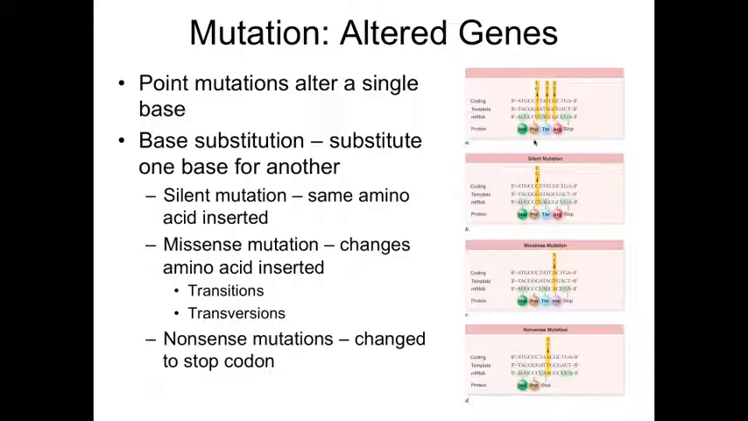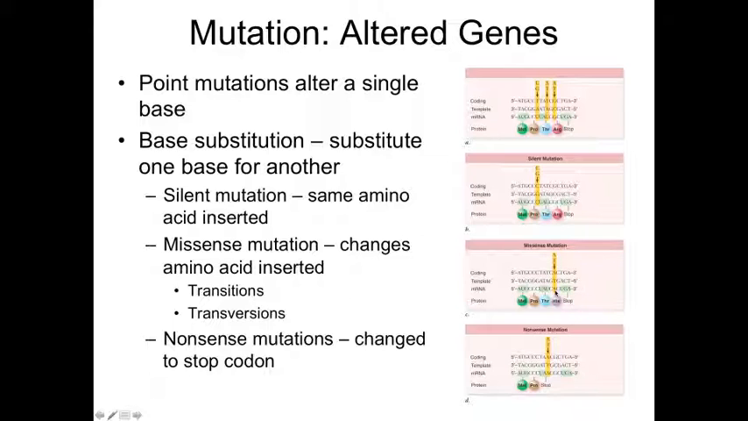In a silent mutation, the same amino acid is inserted. In this case, we end up swapping a C for a G. However, when we look at the genetic code, this still codes for proline, so there's no change from the original sequence of amino acids. In a missense mutation, we see changes in the amino acid that's inserted.